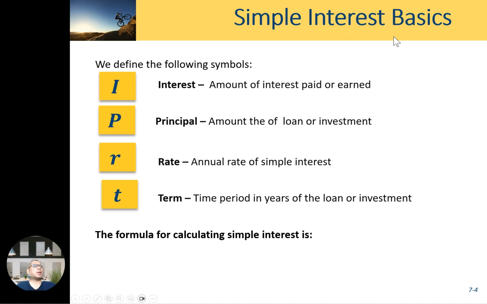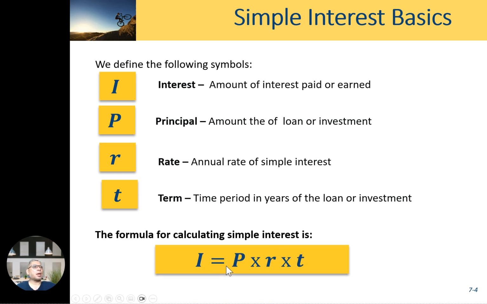What is simple interest? The basics: I is the interest, which is the amount of interest paid or earned. P is the principal amount of the loan or investment. R is the annual rate of simple interest. T is the term, the time period in years of the loan or the investment. It is based on the formula to calculate simple interest. What is the formula? The formula is I equals P times R times T. This is the simple interest formula.